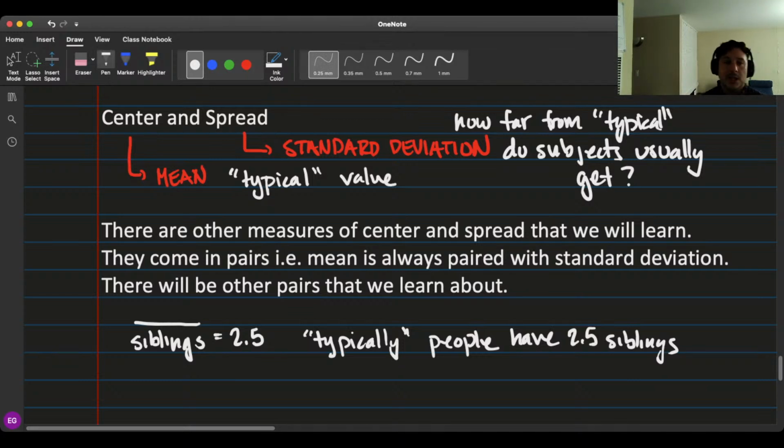And I'm going to draw a picture to explain this. But it's good to write down this sentence because when you ask yourself, wait, what does spread mean? This is a very nice way to answer it. The spread tells me how far from typical the subjects usually get. So we're going to make up an example here to explain what I mean by that.